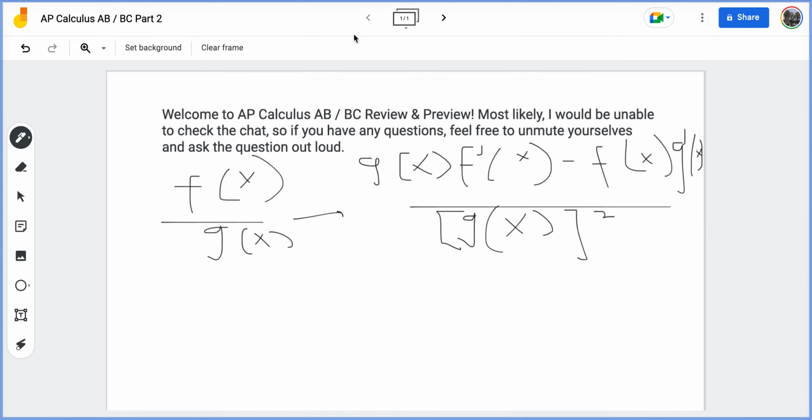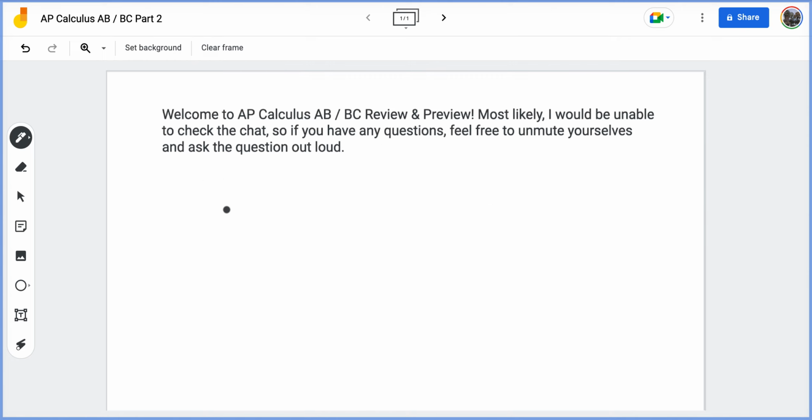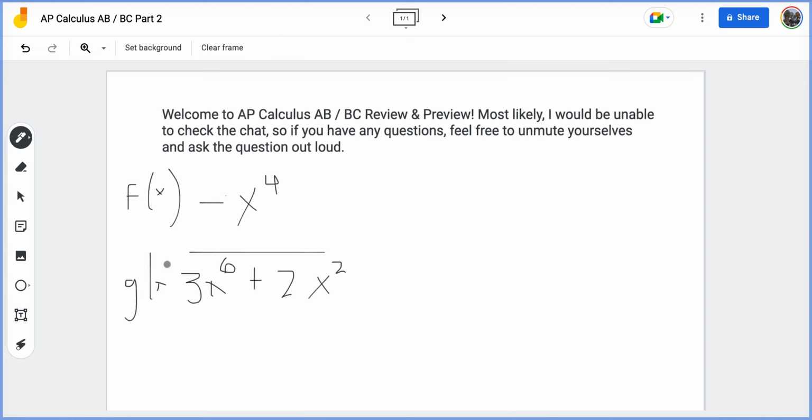So let's go with an example. Let's say you're trying to find the derivative of the function negative x to the power 4 over 3x to the power of 6 plus 2x squared. Find the derivative of this. First, this is f of x, this is g of x, so f of x equals negative x to the power 4, while g of x equals 3x to the power of 6 plus 2x squared.